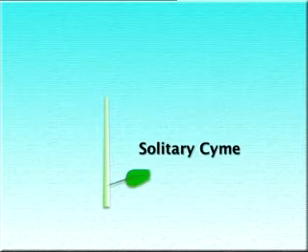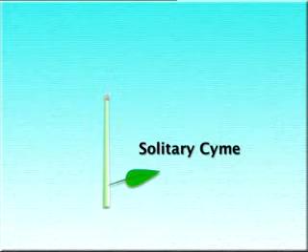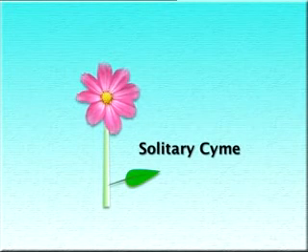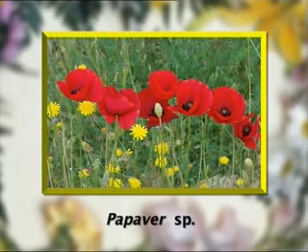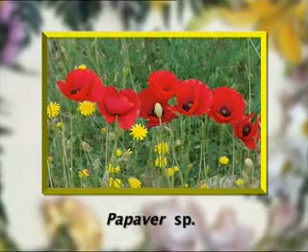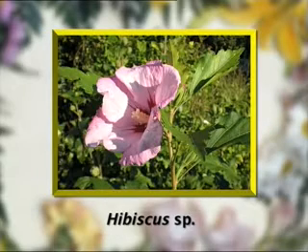The Cymose inflorescence is also of many types. The main ones are, number 1, solitary cyme. It's the cyme that develops along one axis only. This type of inflorescence is represented by a single flower only. Solitary cymes may be terminal as in Papaver, or they can be axillary as we can see in Hibiscus.